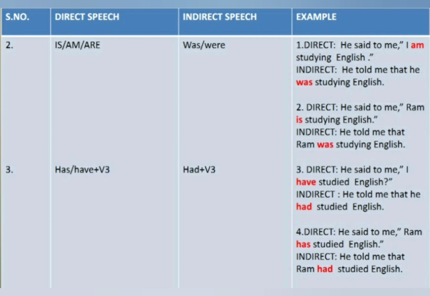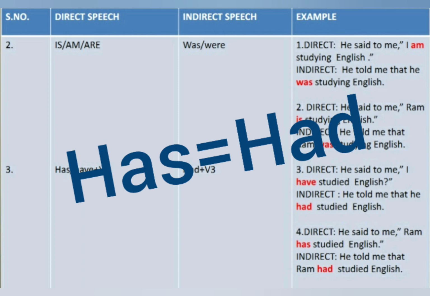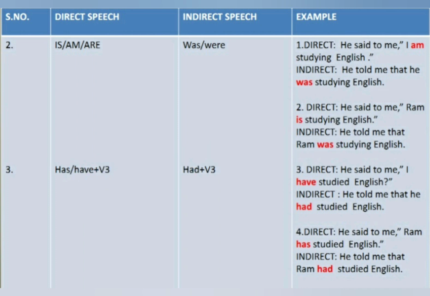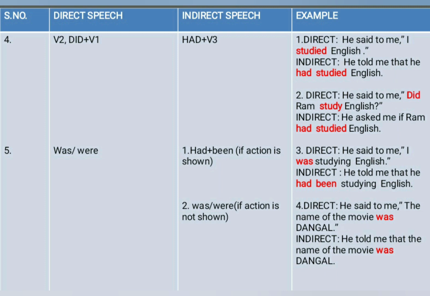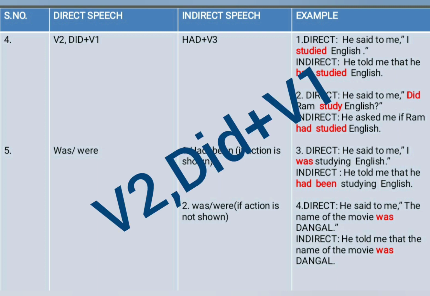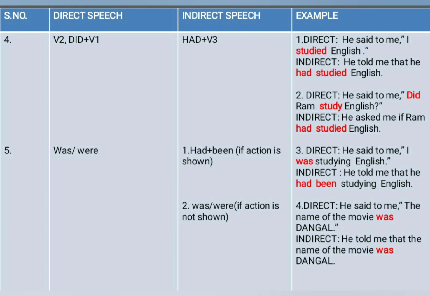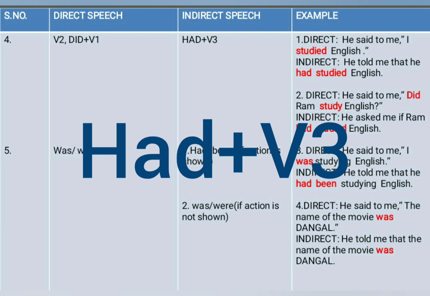Last example. He said to me, "Ram has studied English." When we convert it into indirect, we get, he told me that Ram had studied English. Here has is converted into had. Now according to the fourth point, if we get the second form of the verb, that means V2 or did plus V1 in direct speech, it is converted into had plus V3 in indirect speech.